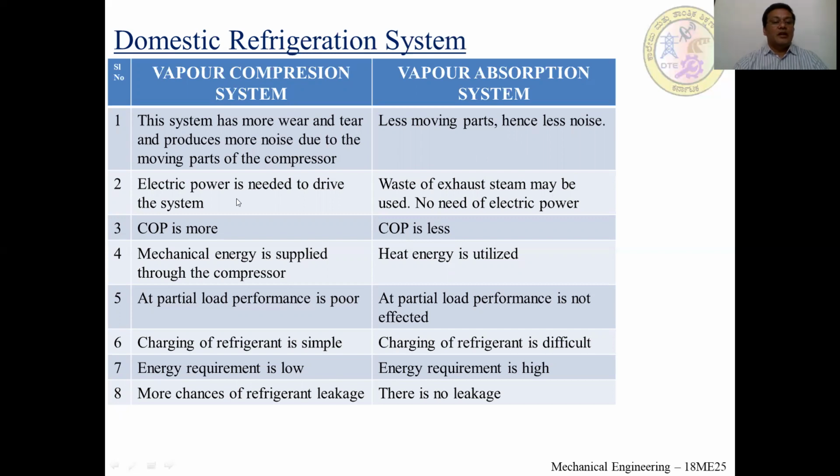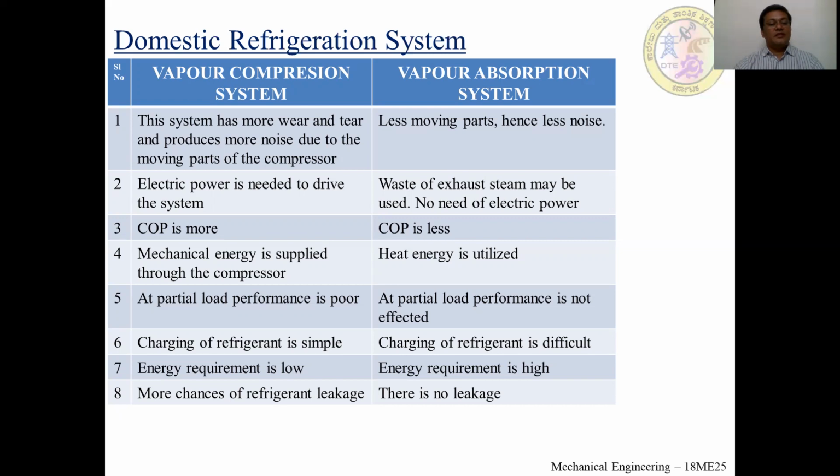Electric power is needed to drive the vapor compression system, whereas in the vapor absorption system there is no need of electric power. Then, in the vapor compression system, the coefficient of performance is higher, and in the vapor absorption system we generally get a lower COP compared to the vapor compression system.